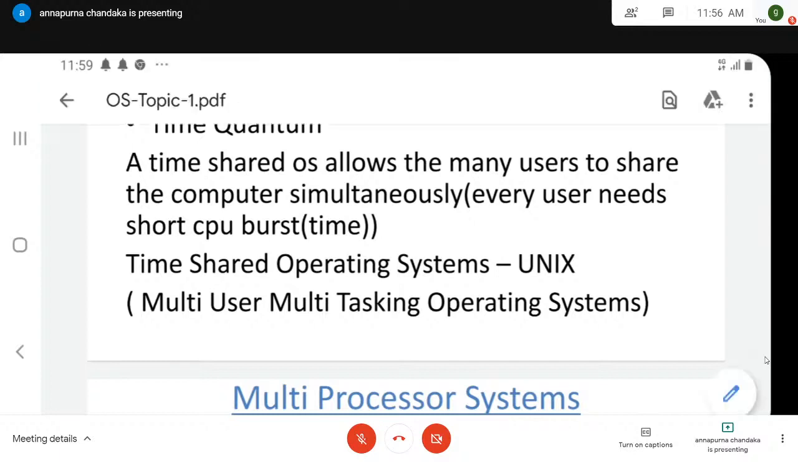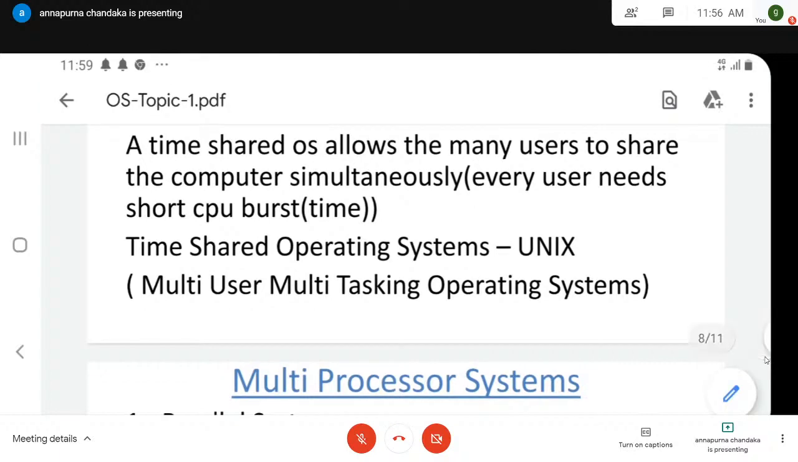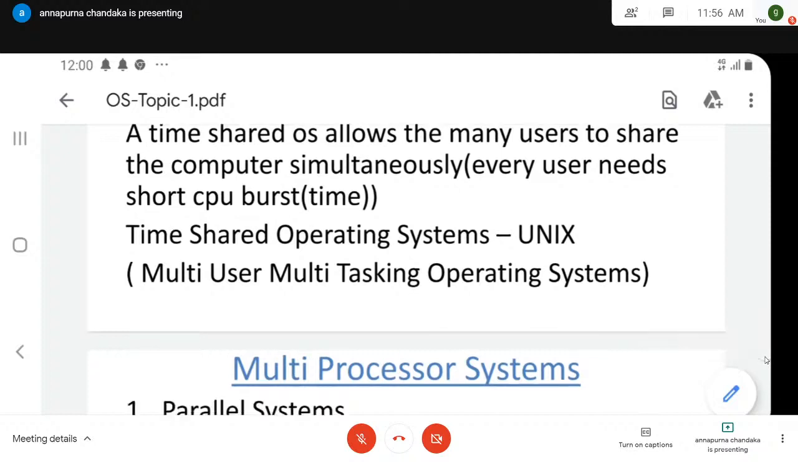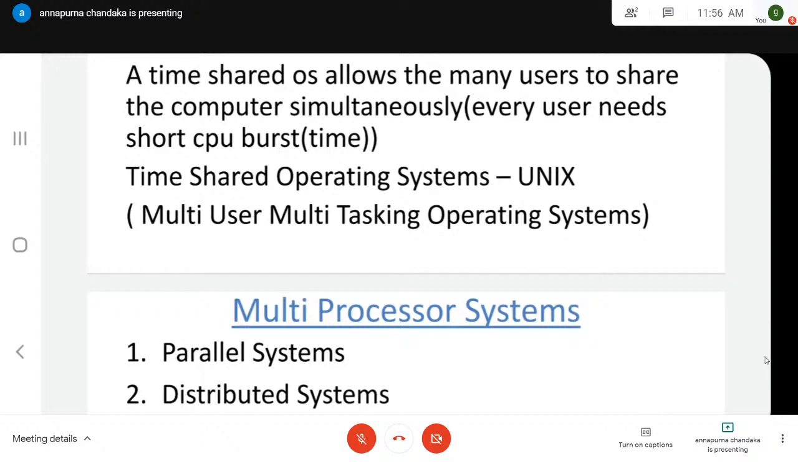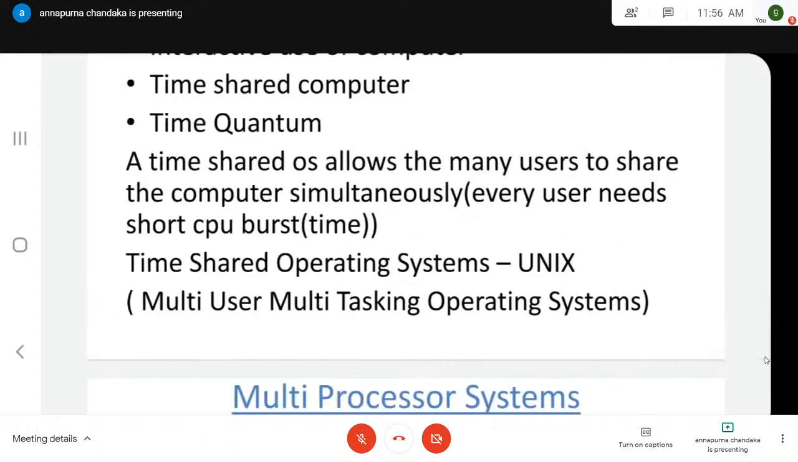In GATE, we have one question on the multi-user multitasking operating system. How many minimum number of processors are required to run 10 jobs at a time? They have given options like 1, 10, 100, 200. The minimum number of processors required to implement a multi-user multitasking operating system is only one processor. This is a clear-cut question. Okay, that's it. So far, these are the operating systems we have been seeing.